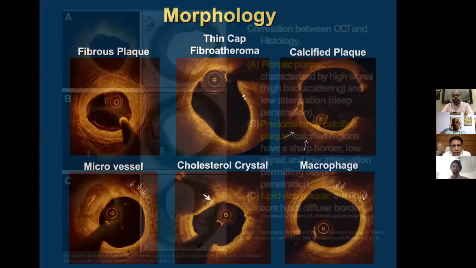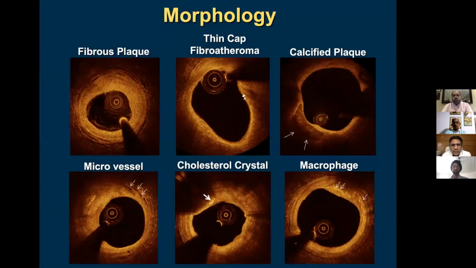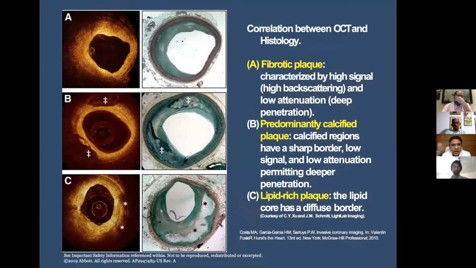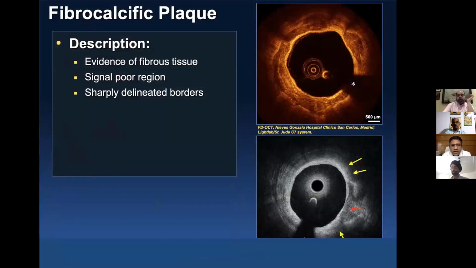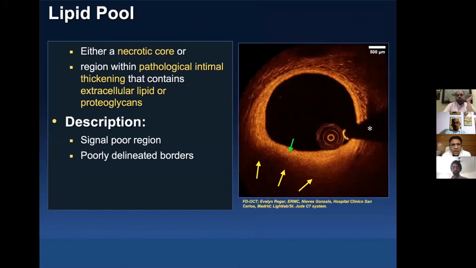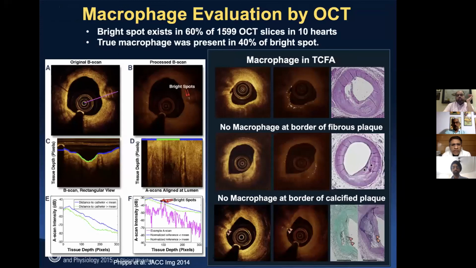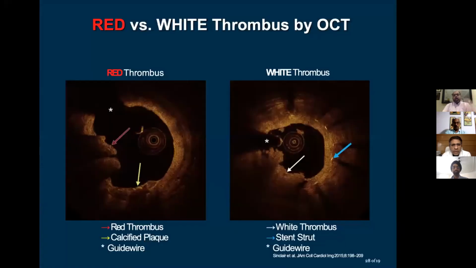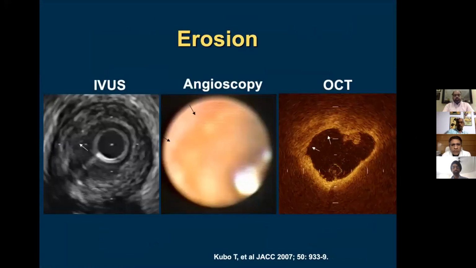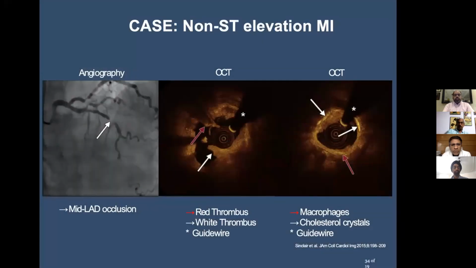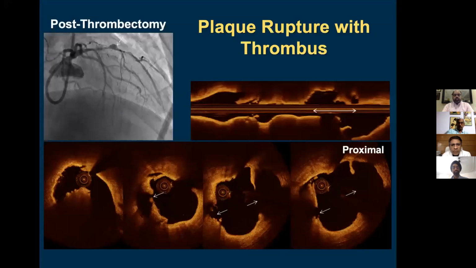And there is a very good correlation between the OCT and the histology, if you can see: the fibrous plaque, calcium plaques, and the lipid-rich plaques. So these are the basics; I will not go into the detail. I've already explained all this. Now, the red thrombus and white thrombus, you can differentiate from OCT. Similarly, plaque erosion and plaque rupture, you can differentiate from the OCT.